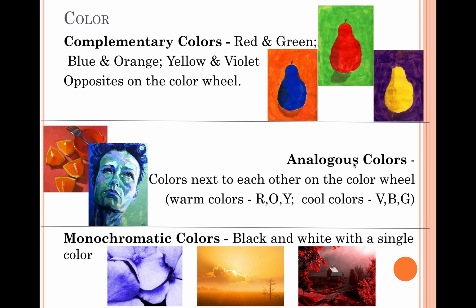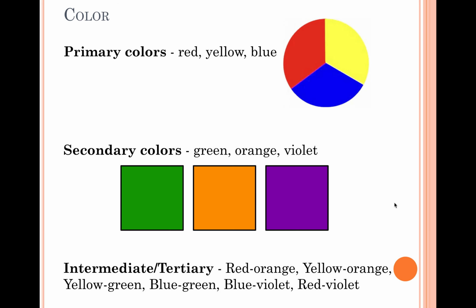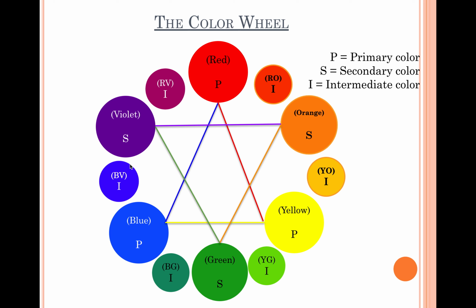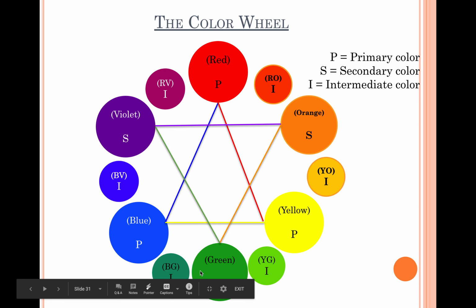All right, analogous colors. These are colors next to each other on the color wheel, and they can either be warm, that's your red, orange, and yellow, or cool, blue-violet, blue, and green. Let's go back to the color wheel really quick. So colors next to each other. So we've got our warm colors that go from red to yellow, right? You can see that they remind us of fire and the sun. And then we've got our cool colors, violet to green. Okay, and they remind us of things outdoors, like the clouds and grass, and ice.